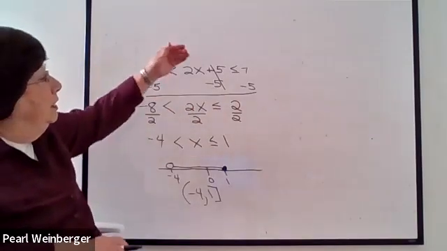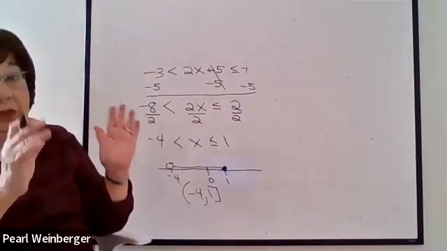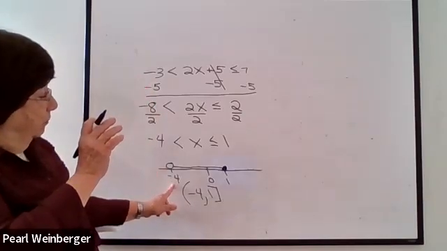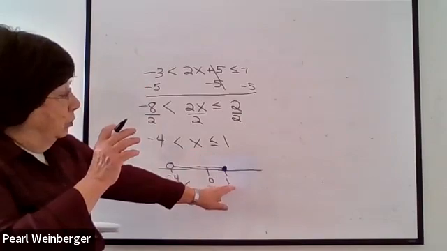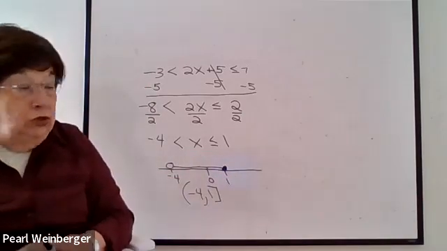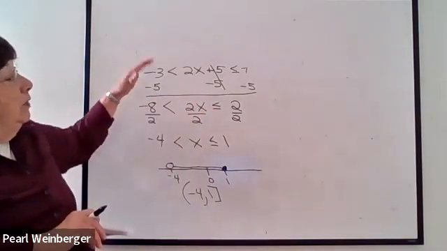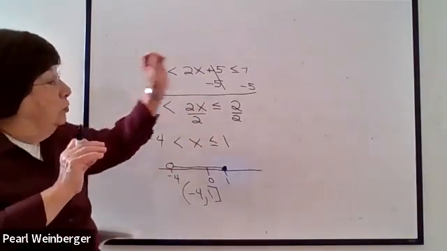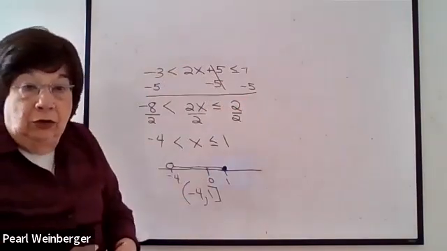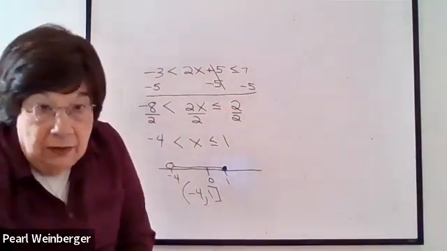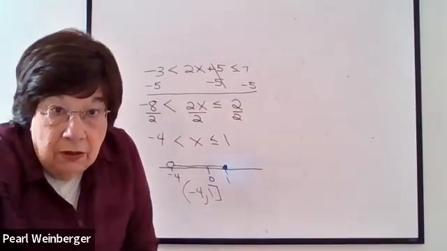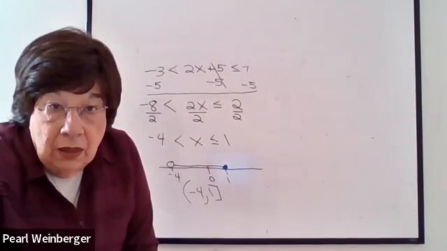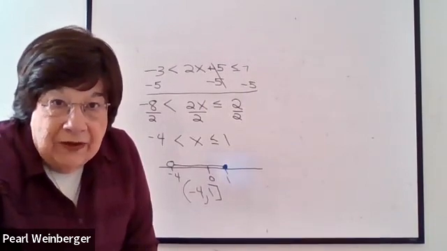In a double inequality, you have to have two separate numbers, a starting number, which in this case was -4, and an ending number of 1. It's not enough just to do one side of the inequality. You have to do the whole inequality. Whatever you do at one end, you have to do at the other end and include both answers. Is that clear? Okay, great.